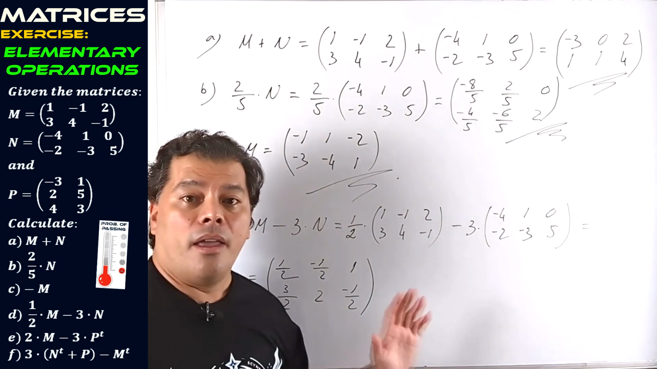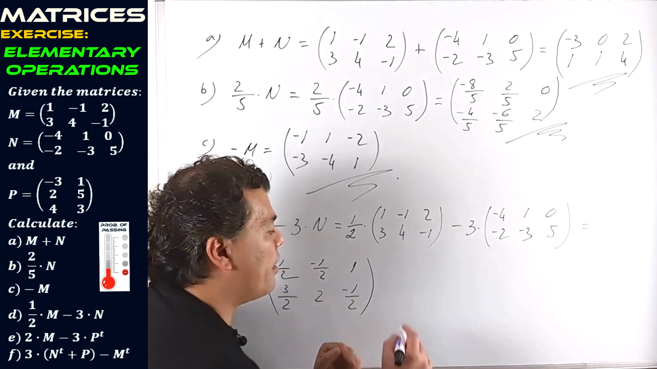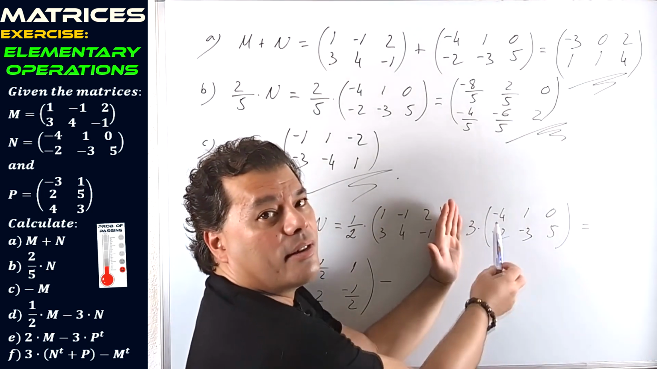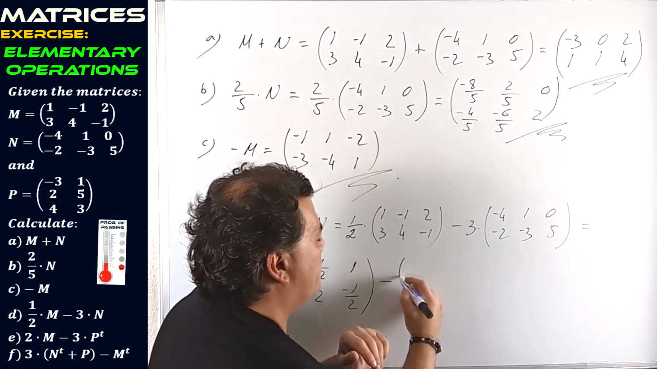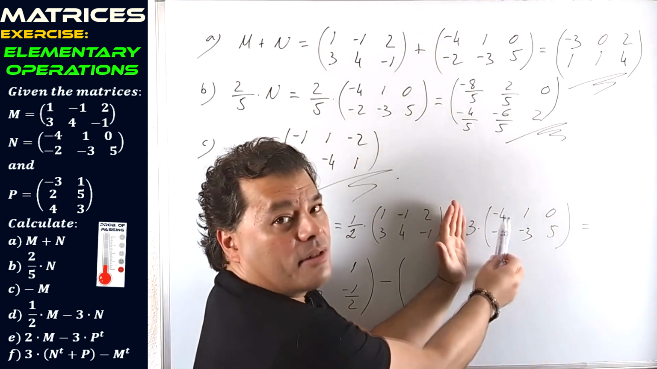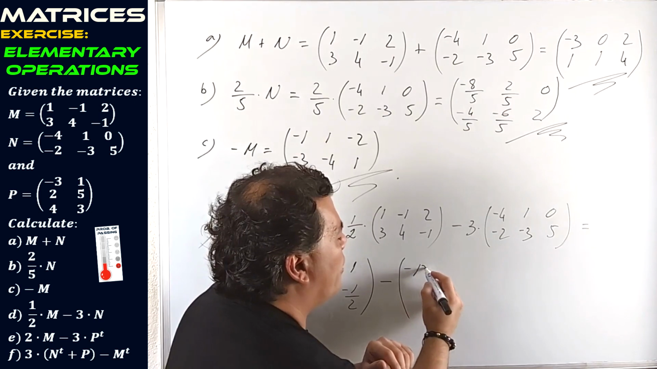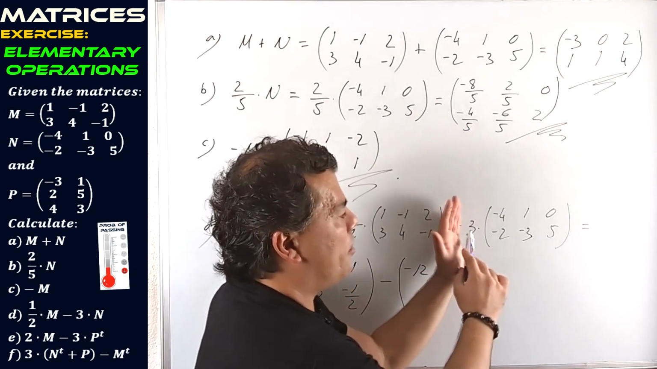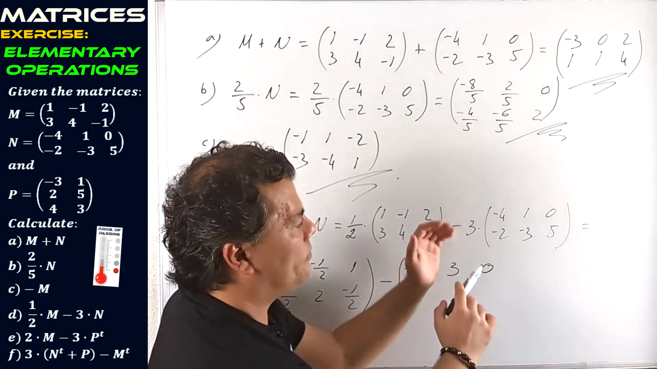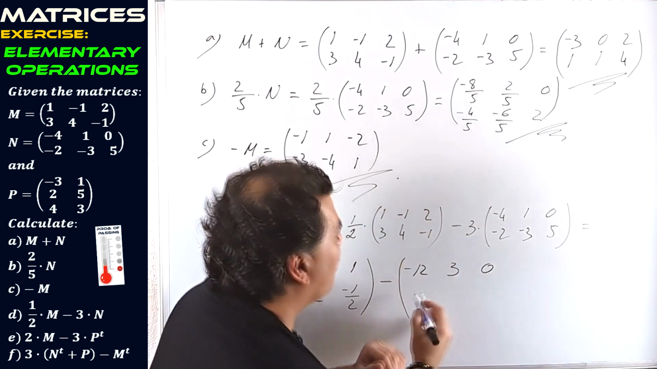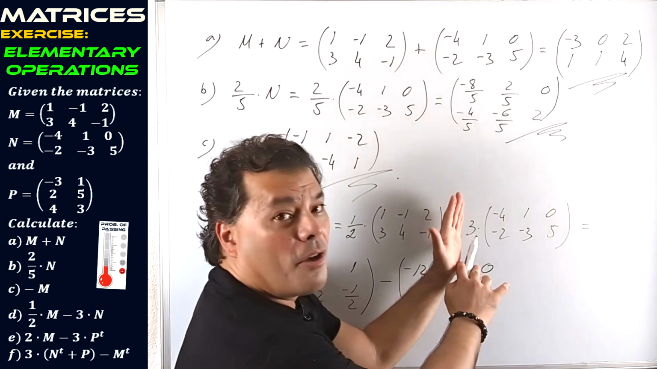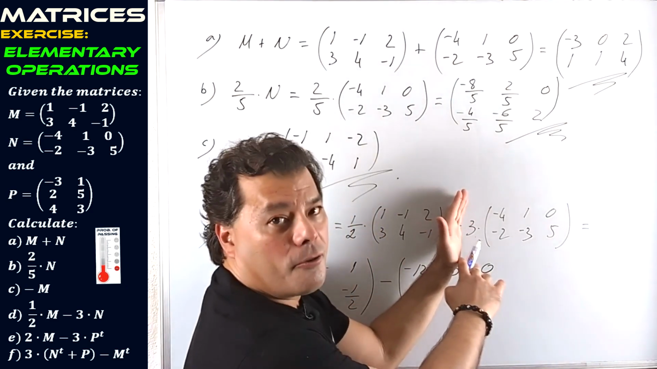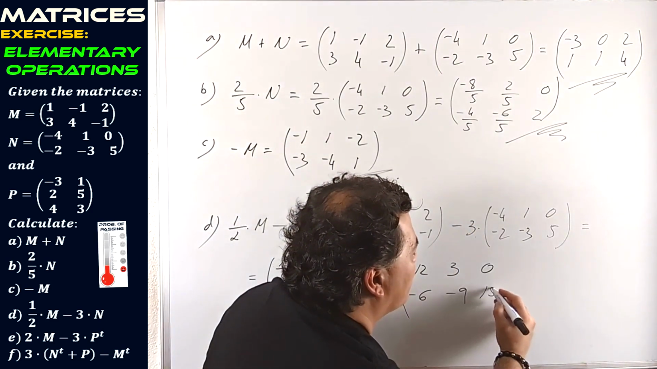Easy, right? Now it's time to bring the negative sign and multiply by 3 every element inside this second matrix. There you have it. 3 times negative 4 is negative 12. 3 times 1 is 3. 3 times 0 is 0. 3 times negative 2, negative 6. 3 times negative 3 will be negative 9. And finally, 3 times 5 is 15.